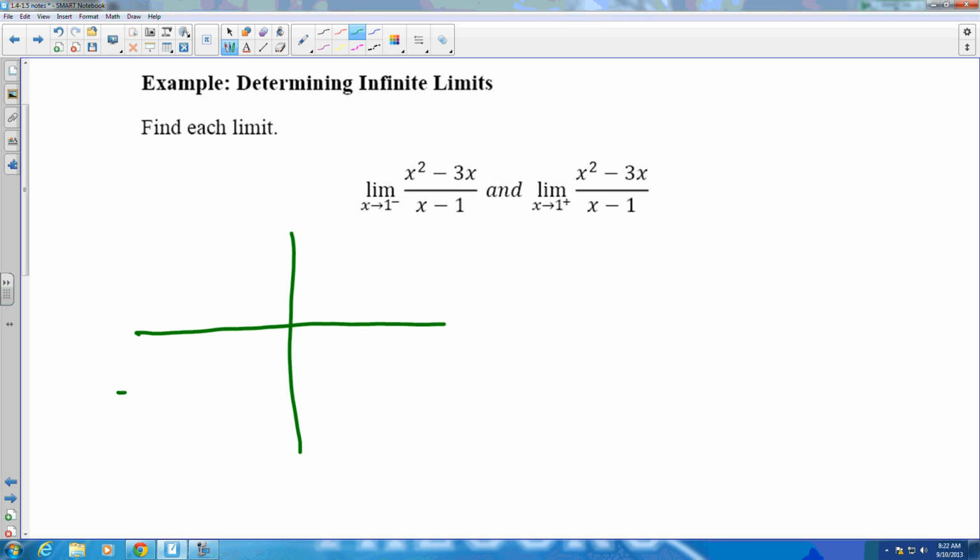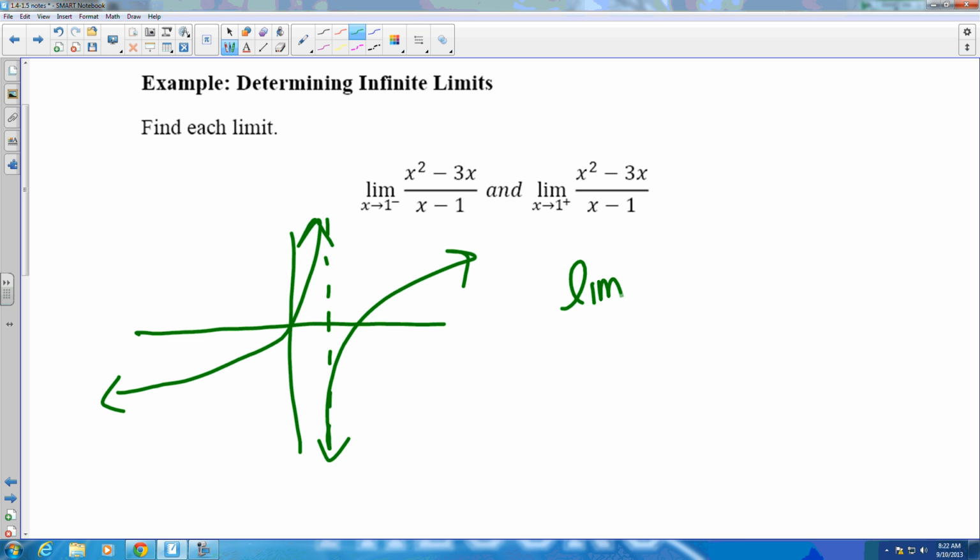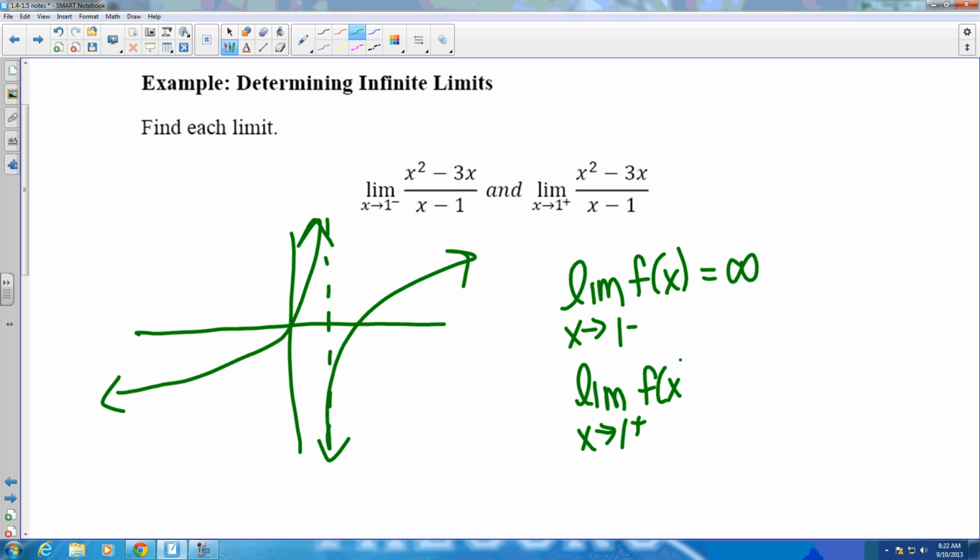This function looks something like that. Find each limit. From the left, we're approaching positive infinity. From the right, we're approaching negative infinity. And that was it.